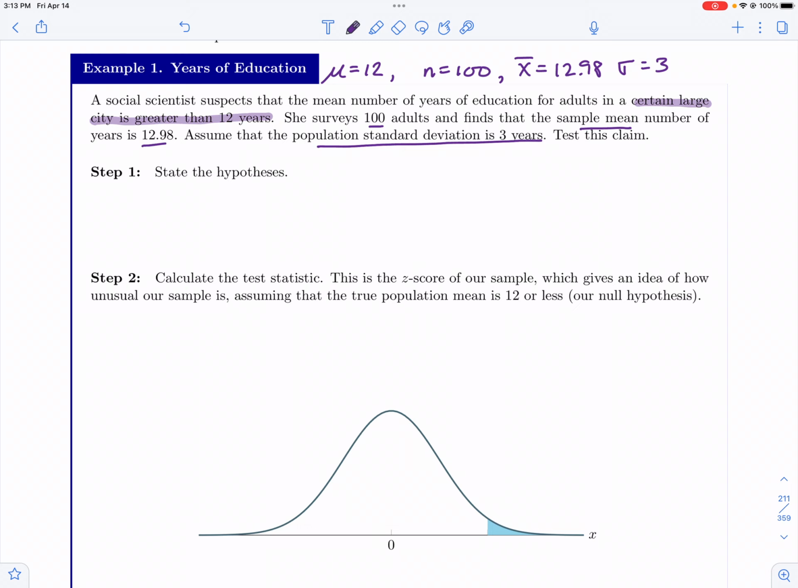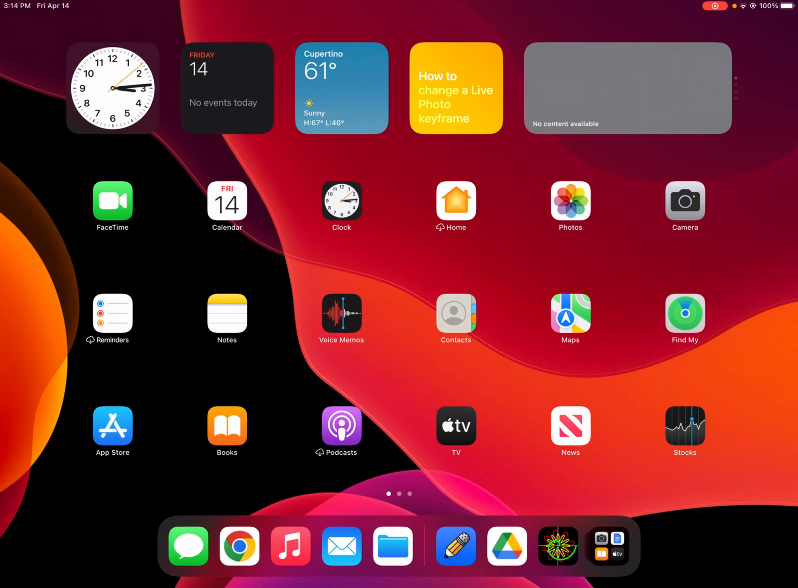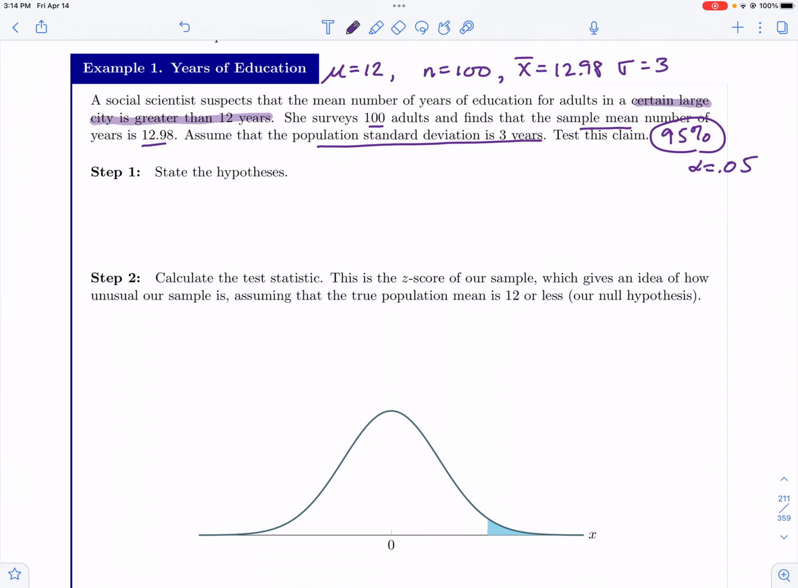All right, the only thing that's actually missing from this problem is they don't talk about a confidence interval or an alpha level or anything like that. The rule of thumb is if no confidence level is given, then we want to use a 95% confidence interval to test our claim for this kind of problem. So our alpha in this case would be 0.05.